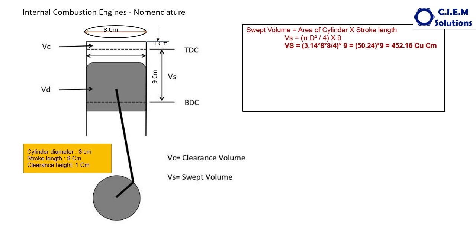A cylinder of 8 centimeters diameter and stroke length of 9 centimeters, its swept volume is 452 cc, cubic centimeters.